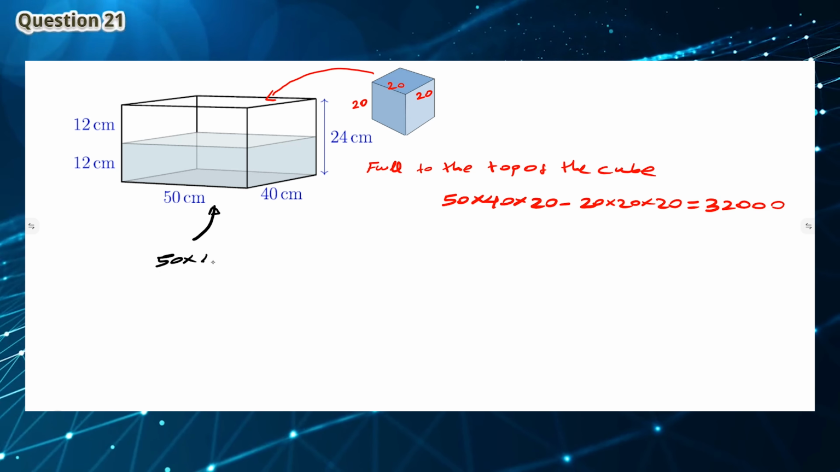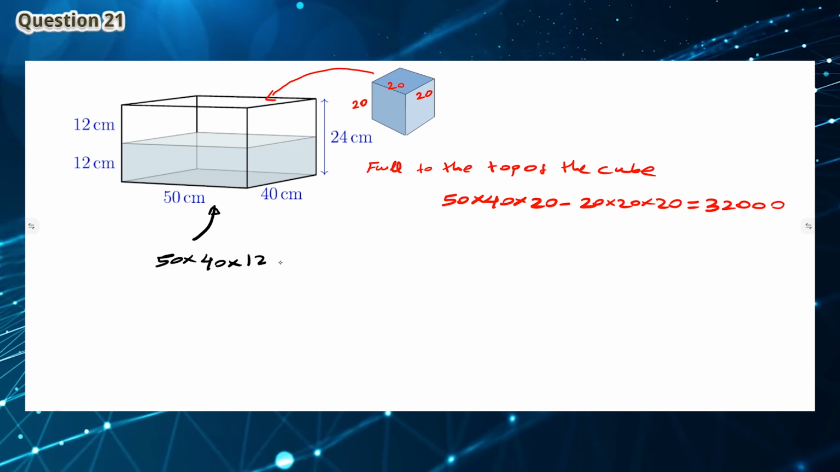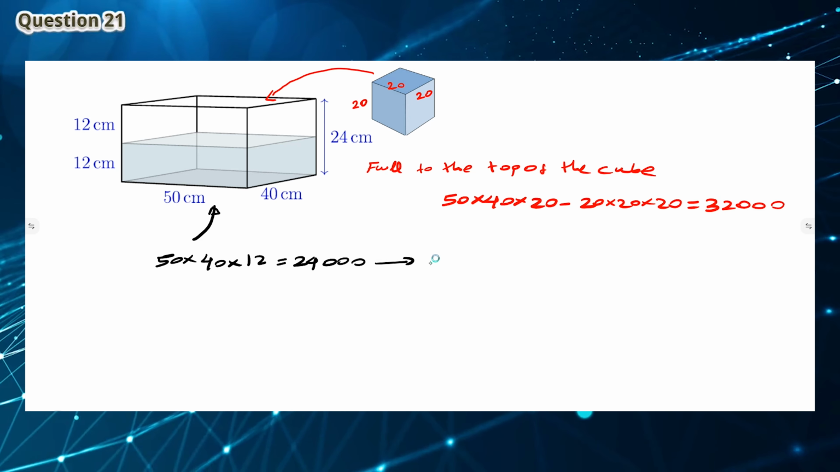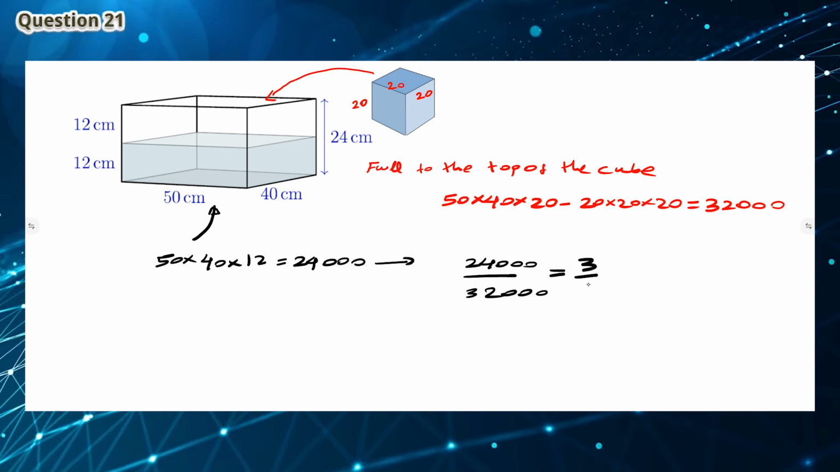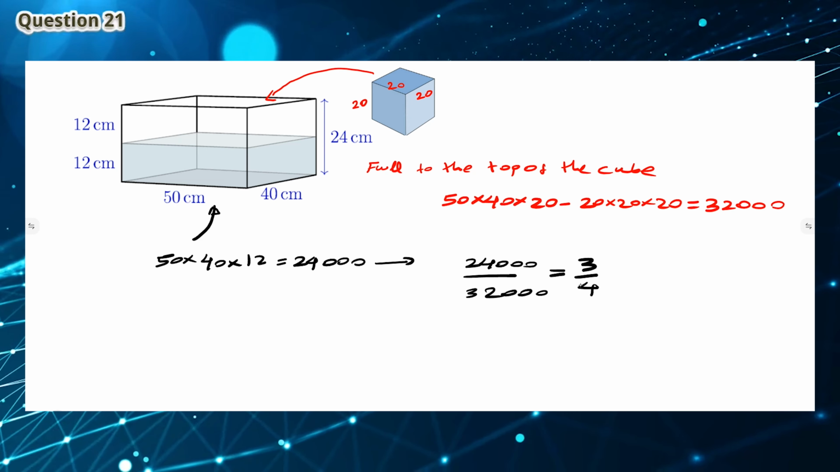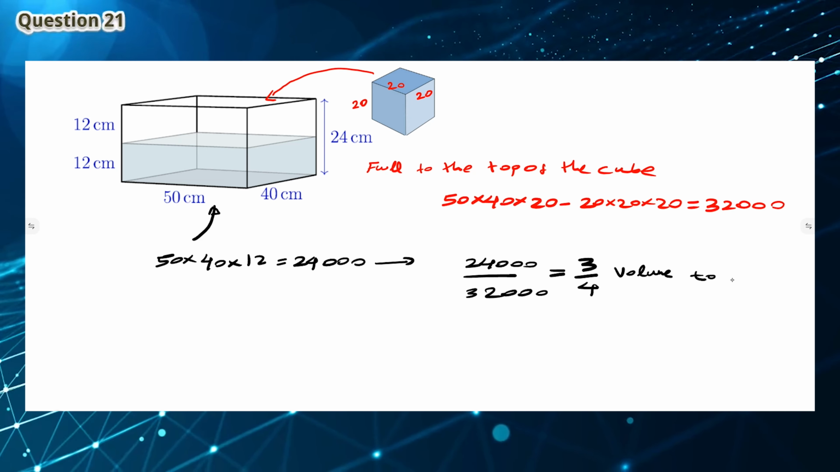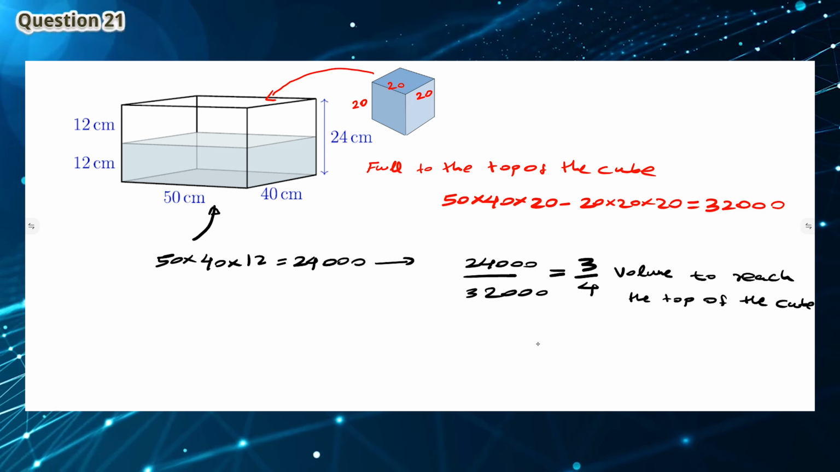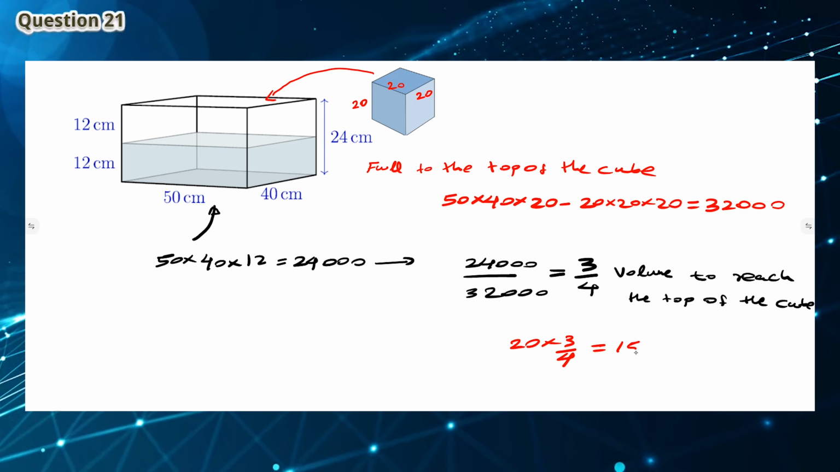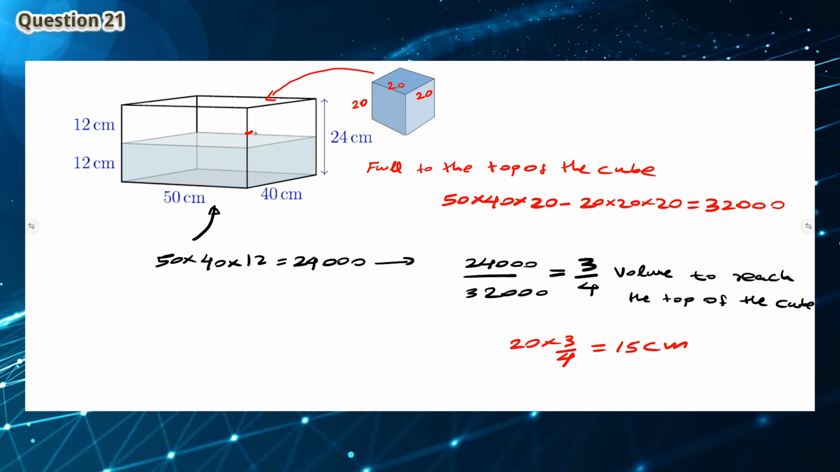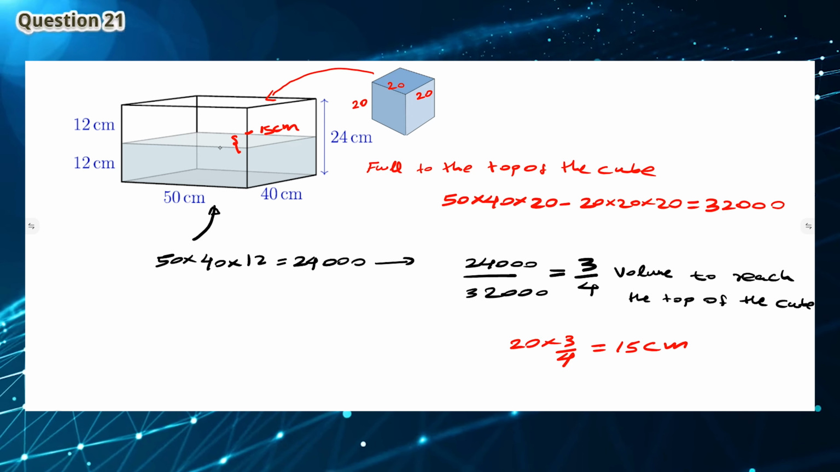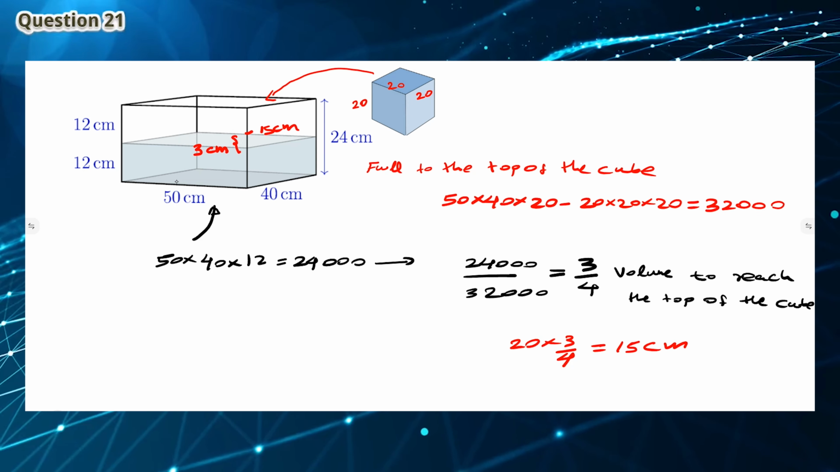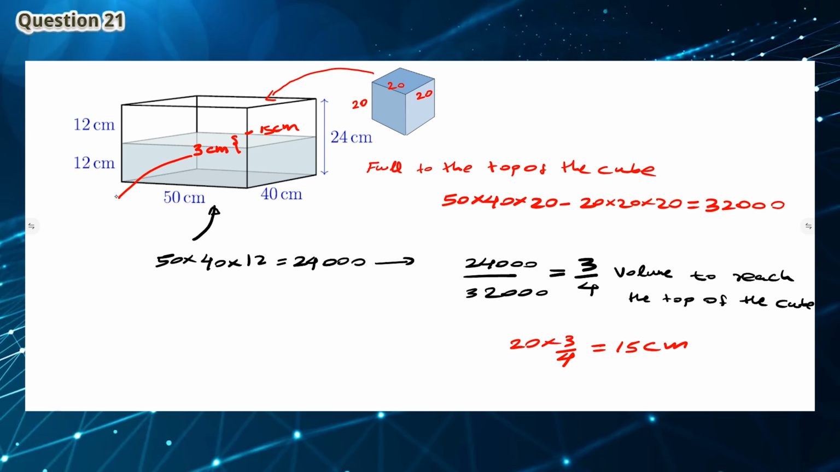On the other hand, the volume of water in the tank is actually 24,000 centimeters cubed, which is only 3/4 of the volume required to reach the top of the cube. So the water only reaches 3/4 of the height of the cube, which is equal to 15 centimeters. This is 3 centimeters higher than the initial water height of 12 centimeters, which means the answer is A.